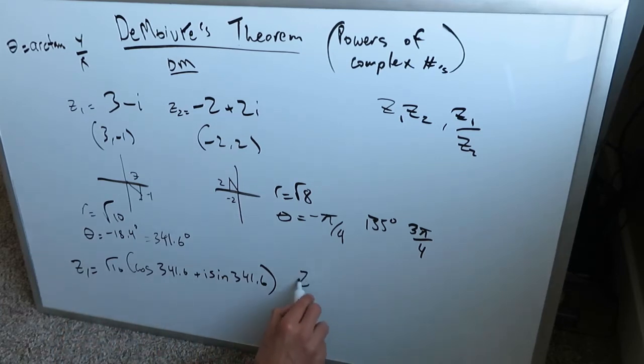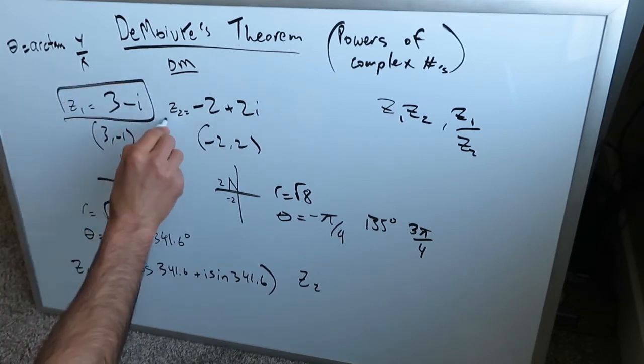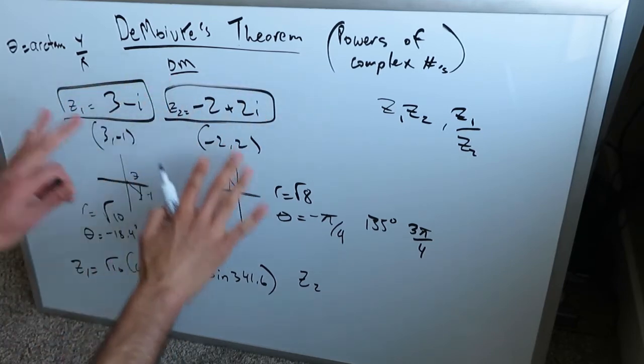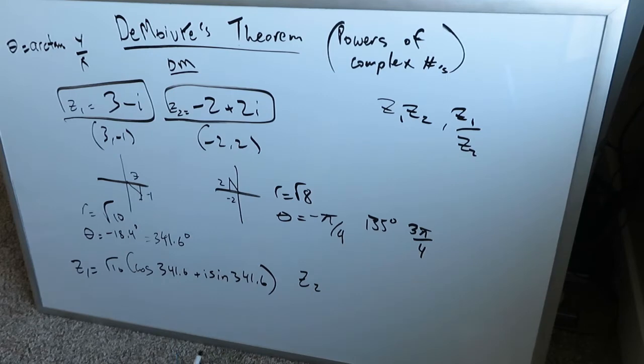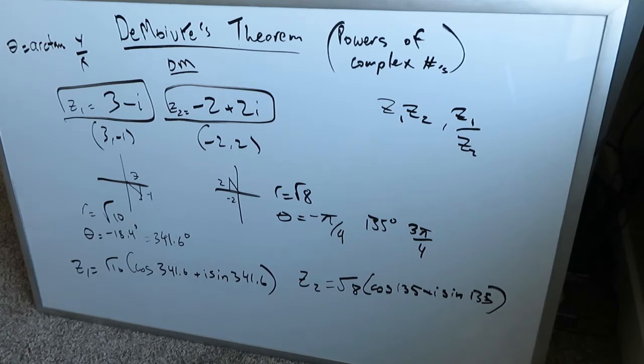What about our complex number z2, which is all being derived? Remember, these are our initial questions right here. z1 and z2, we're converting these into the polar or the trigonometric forms. z2 is basically a root 8 times cosine 135 plus i sine 135. Right? Polar forms, trigonometric forms for both complex numbers.